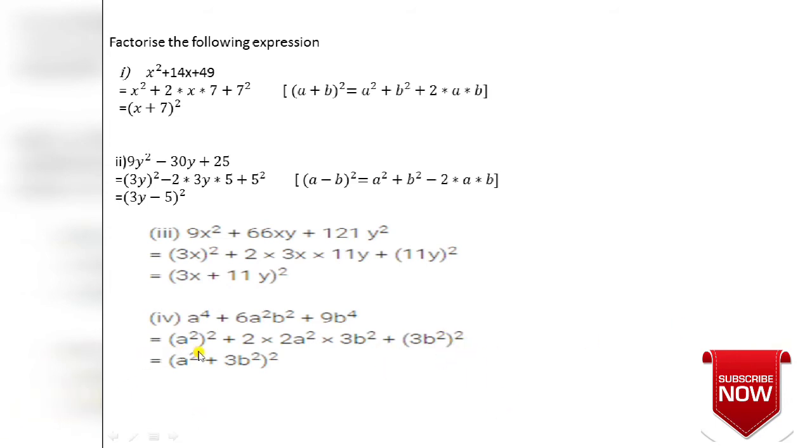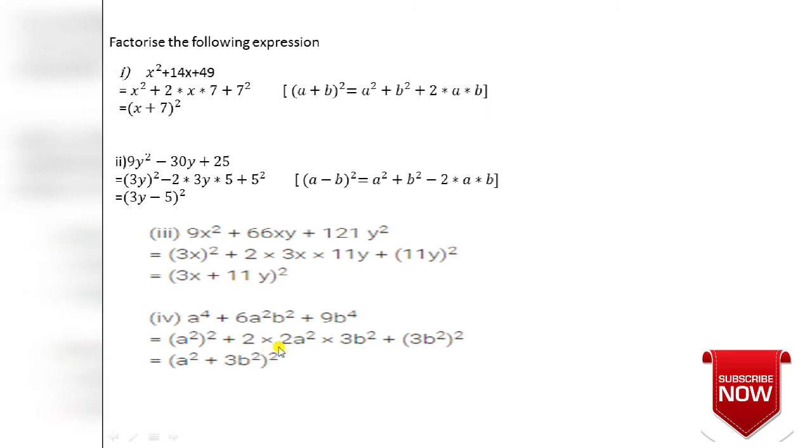So the value of a becomes a square here, b becomes 3b square. So we substitute the values of a and b in the formula of a square plus b square plus 2ab. So here 2ab means 2 into a, which is a square, and b is 3b square.